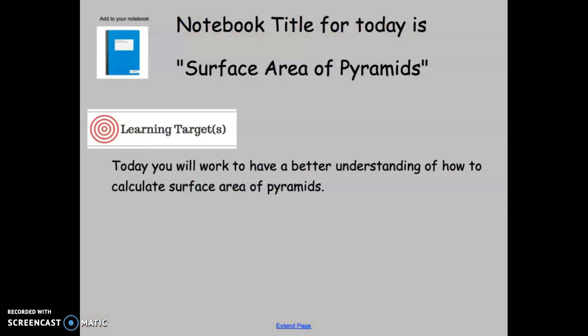All right. So today, right away in our notebook, let's go ahead and add today's title. Today's title is Finding the Surface Area of Pyramids. We've looked at this a little bit, but I want to make sure that you really know it. So today you will have a better understanding how to calculate the surface area of pyramids. All right, let's get a start with this.